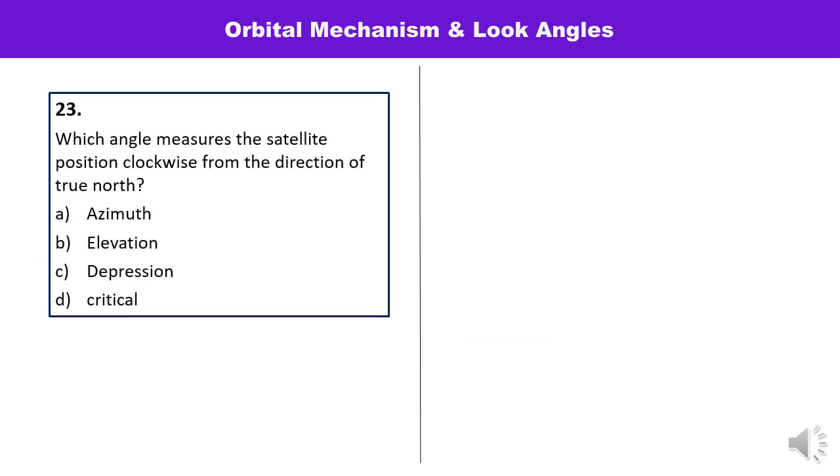Next question is, which angle measures the satellite position clockwise from the direction of true north? Remember this particular point, the angle measures the satellite position clockwise from the direction of true north, clockwise. This is the azimuth angle, option A.